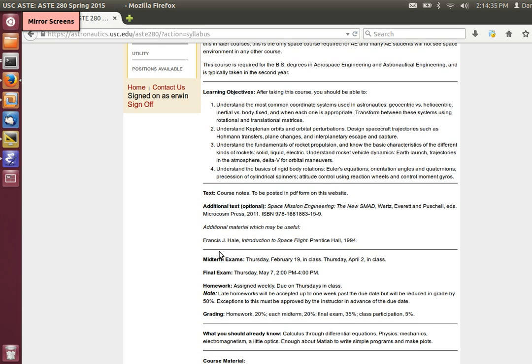So now I need to discuss grading and textbooks. There's no required textbook. I will be posting PDF notes and chapter 1 is already posted on the website. I don't know if you guys downloaded it. There are a couple of recommended texts. One is SMAD, Space Mission Engineering, the new SMAD, which is a big red and white book, and it's not a very good textbook for learning things out of, but it's a really good reference book.